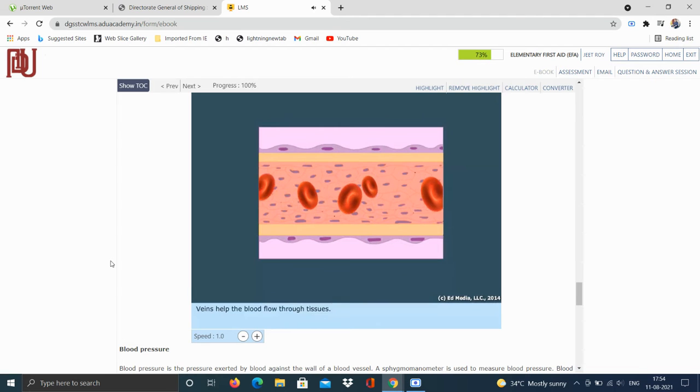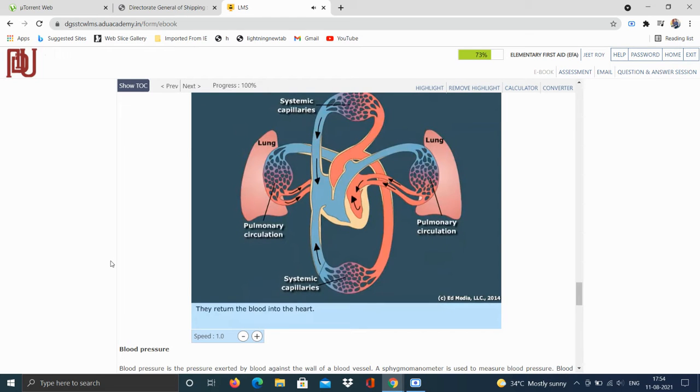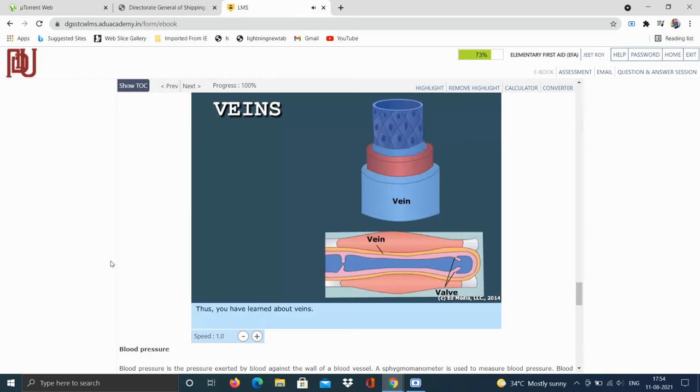Veins help the blood flow through tissues. The veins originate at the sites of capillary beds. They return the blood into the heart. Thus, you have learned about veins.